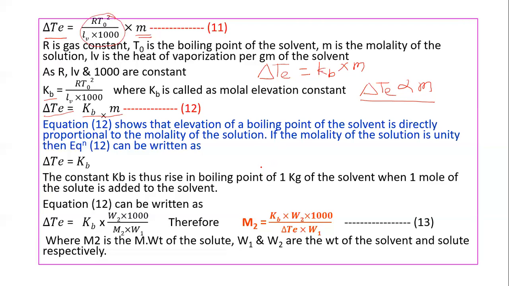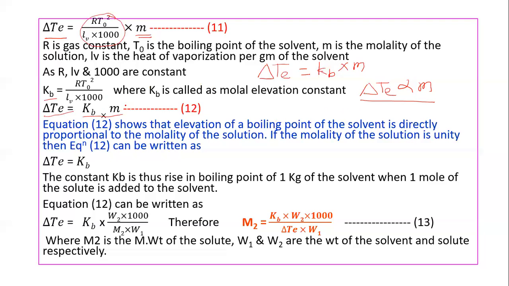Second thermodynamic derivation here. Previously, we derived the relation between the elevation of the boiling point of the solvent with the mole fraction of the solute. Now, according to equation 12, delta TE is directly proportional to the molality. So, equation 12 shows that elevation of boiling point of a solvent is directly proportional to the molality of the solution. Now let us consider if the molality of the solution is unity.